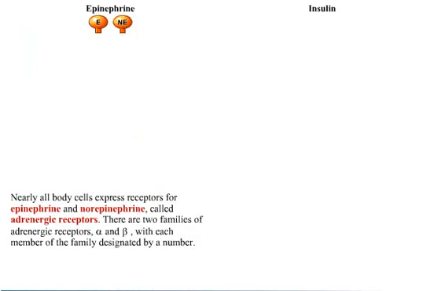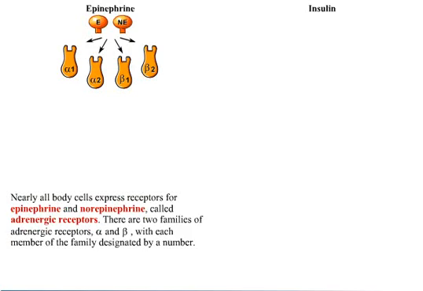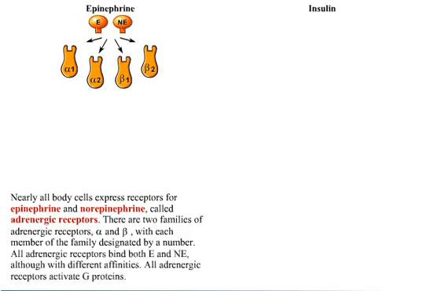Nearly all body cells express receptors for epinephrine and norepinephrine, called adrenergic receptors. There are two families of adrenergic receptors, alpha and beta, with each member of the family designated by a number. All adrenergic receptors bind both epinephrine and norepinephrine, although with different affinities. All adrenergic receptors activate G proteins.